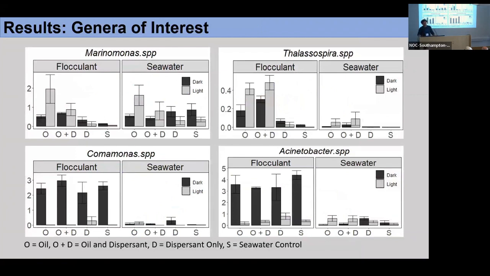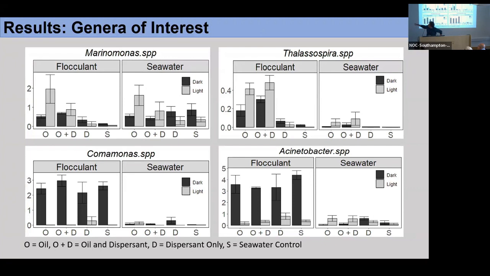When we look at certain genera of interest, you can see that, for example, with Phyllaspira, within the flocculants, they're essentially attracted to these flocculants, especially flocculants with oil and dispersant rather than the surrounding seawater, suggesting that a lot of the oil did get entrapped within these micro habitats, which are the flocs. And you can also see that light had somewhat of an influence on their abundance, being significantly higher.